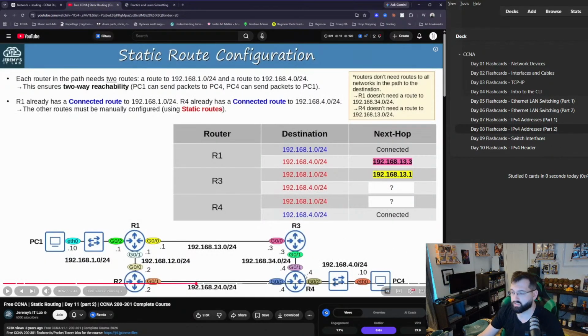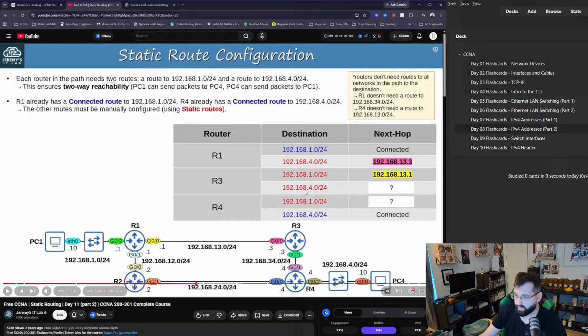This makes sense now. So this is our destination. We're already connected. This is our destination. So we want to go here. We're over here. That means our next hop, where we have to go first, is 192.168.13.3. So that means here. Now our destination is this, because we want two-way communication. So that means our next hop is going to be 13.1, which is going to be here.